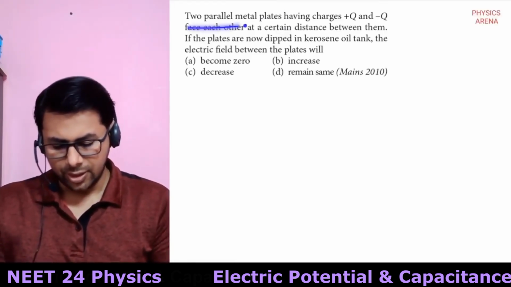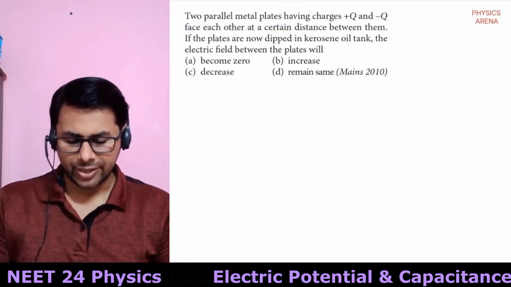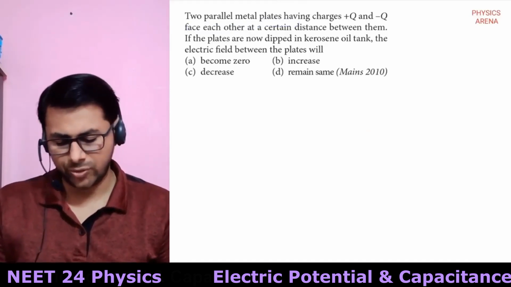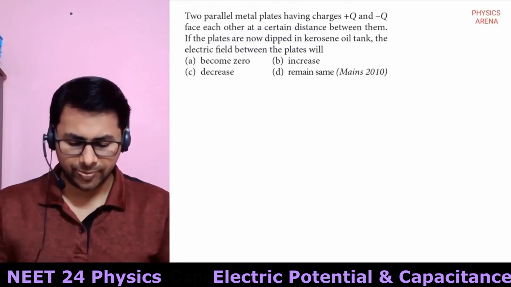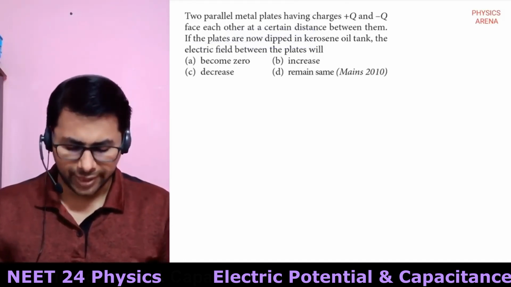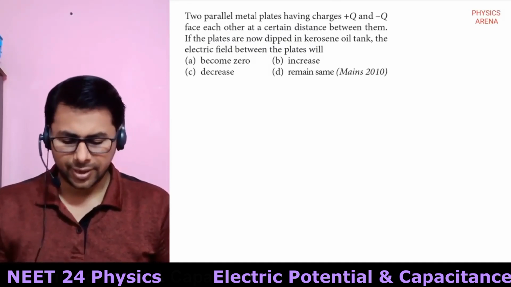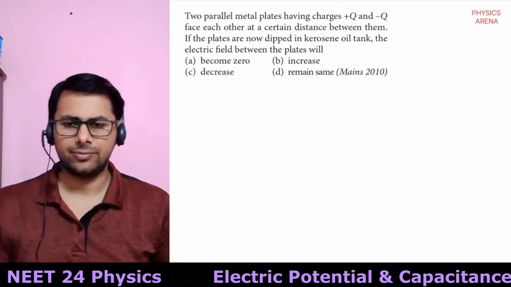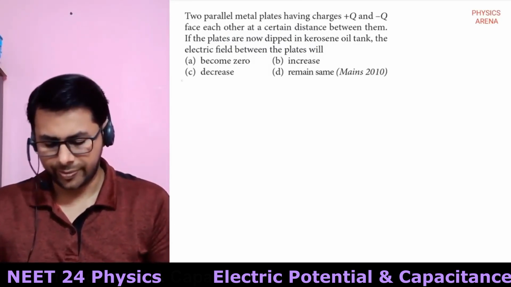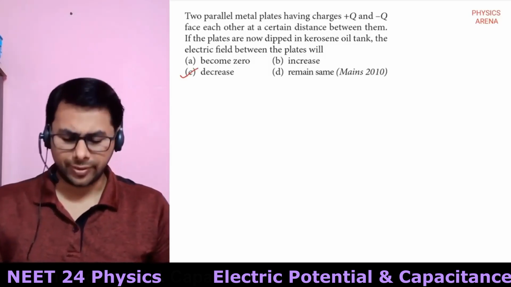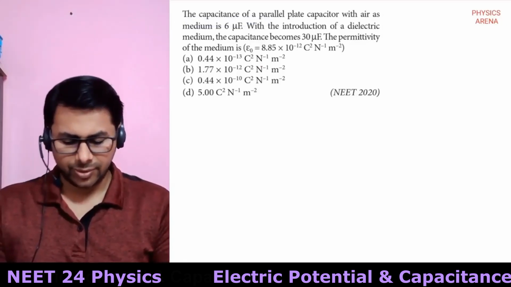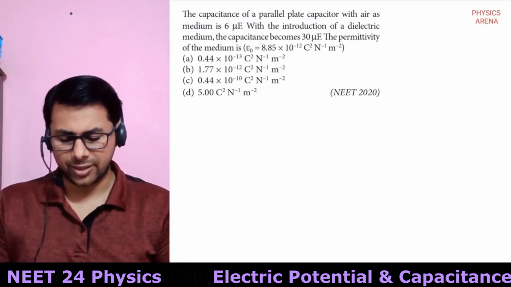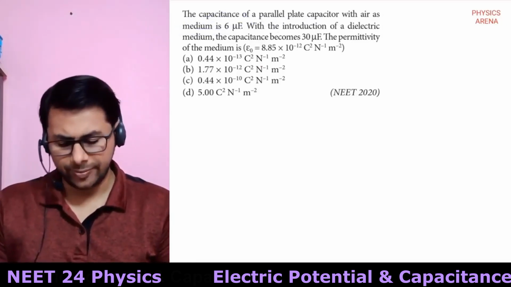Let's see next. Two parallel metal plates having charges plus Q and minus Q face each other at a certain distance between them. Plates are now dipped in a kerosene oil tank. The electric field between the plates will... Yeah, this is very straightforward. Decrease, correct.